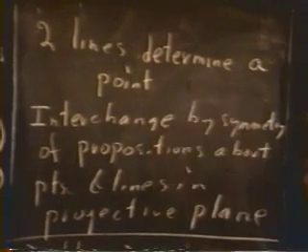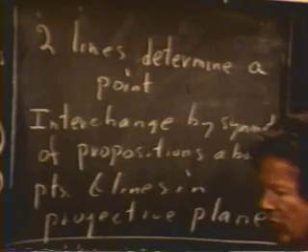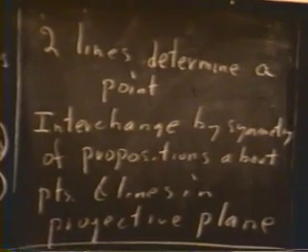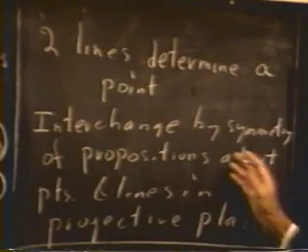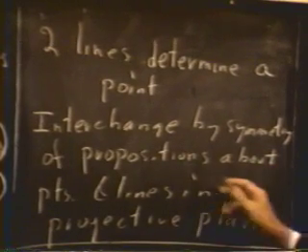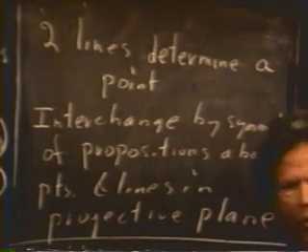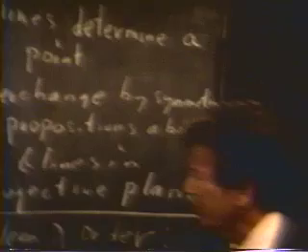And consequently, we can interchange by symmetry. We can see that much easier in the case of the synthetic axioms we'll consider in the next lecture. We can always interchange propositions about points and lines to get a new proposition where the role of points and lines is interchanged.